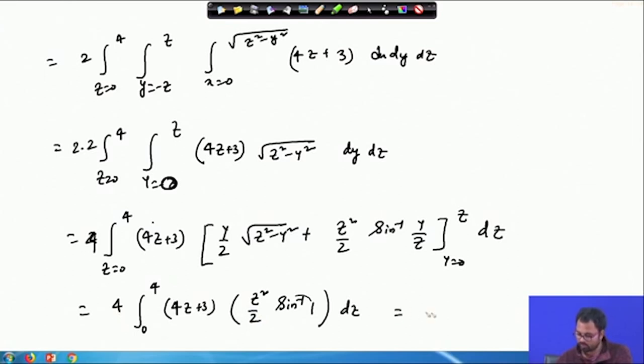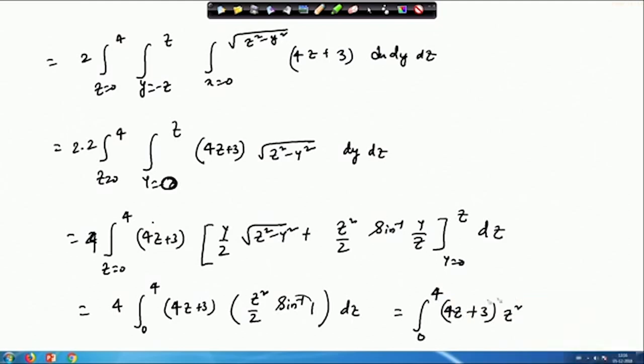So, this 4 will be gone and therefore, we will have simply this integral from 0 to 4 of 4z plus 3 times z square, and this can be written as 4z plus 3 plus z square. Then this will be reduced to z to the power 4 by 4 and z cube by 3. So, ultimately this whole thing will be z to the power 4 plus z to the power 3 times pi here after integration. If we do the integration then this will be 320 pi.